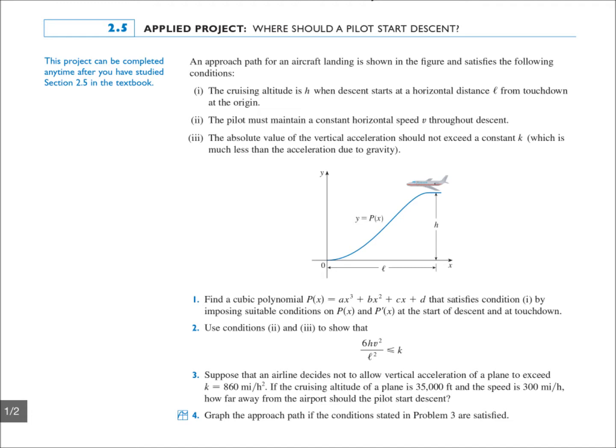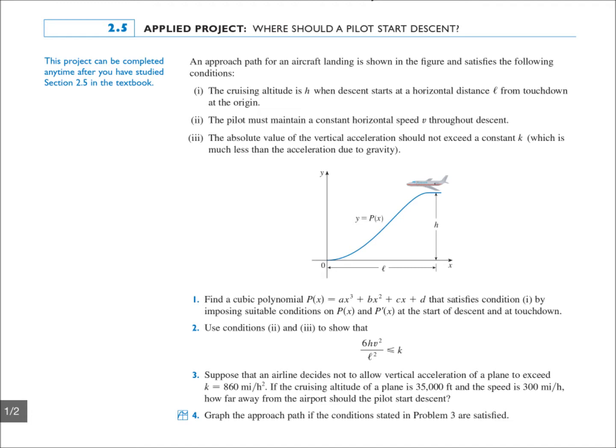acceleration due to gravity. First, find a cubic polynomial p of x equals ax cubed plus bx squared plus cx plus d that satisfies condition 1 by imposing suitable conditions on p of x and p prime of x at the start of descent and at touchdown. Use conditions 2 and 3 to show that 6hv squared over L squared is less than or equal to k.